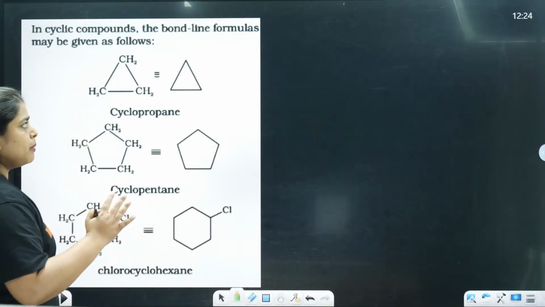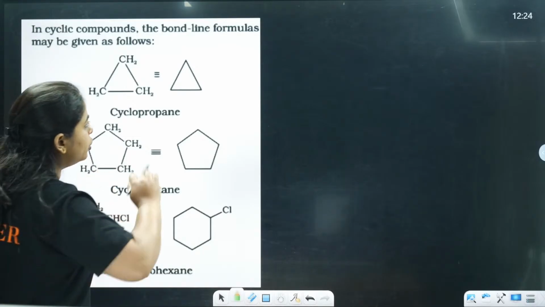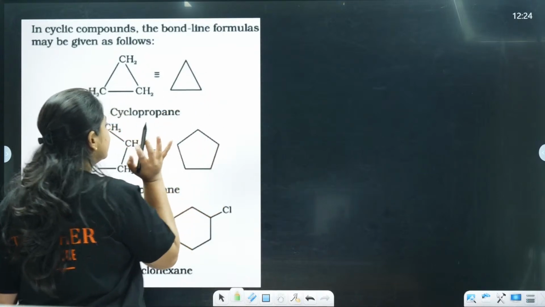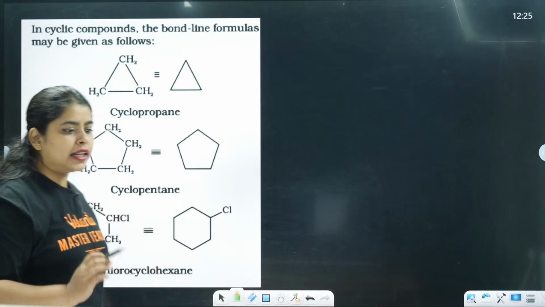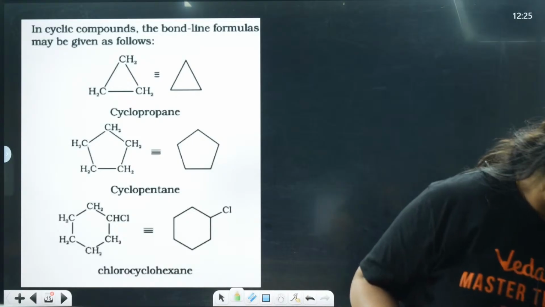So now you have learnt these three basic things, but you don't know how to draw them. If they tell you this much only, you need to tell that it is cyclopropane. This can be called cyclopropane. Clear? So this is what you people need to understand. Understood?